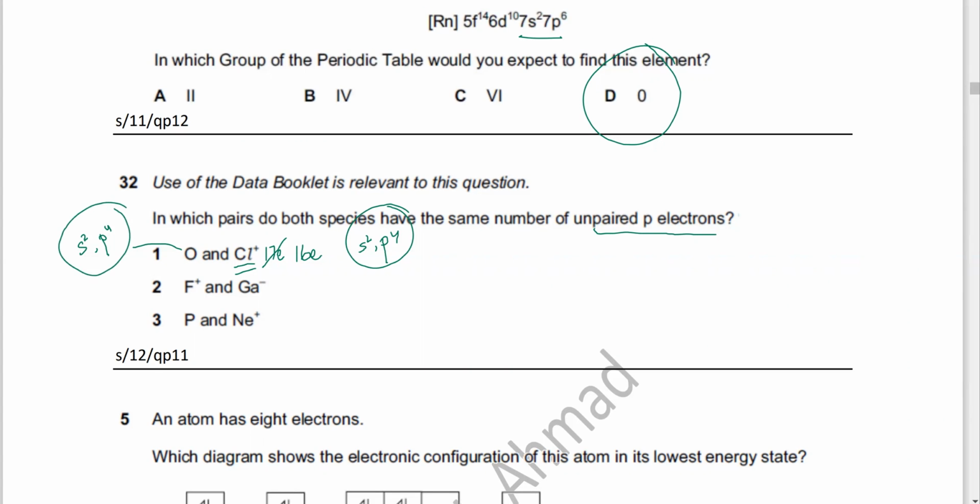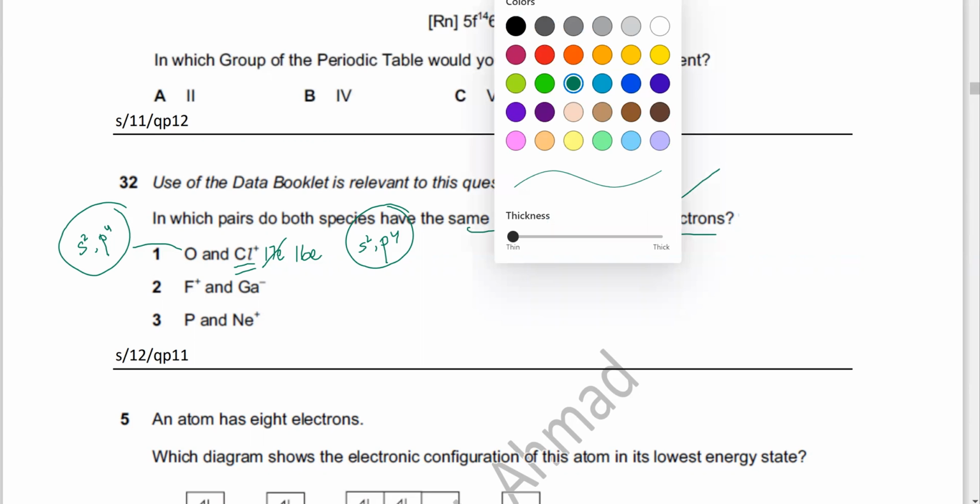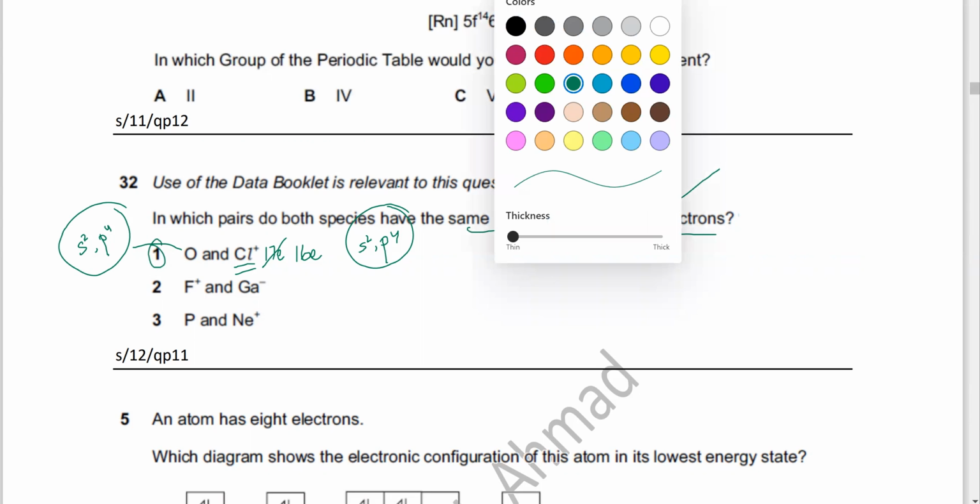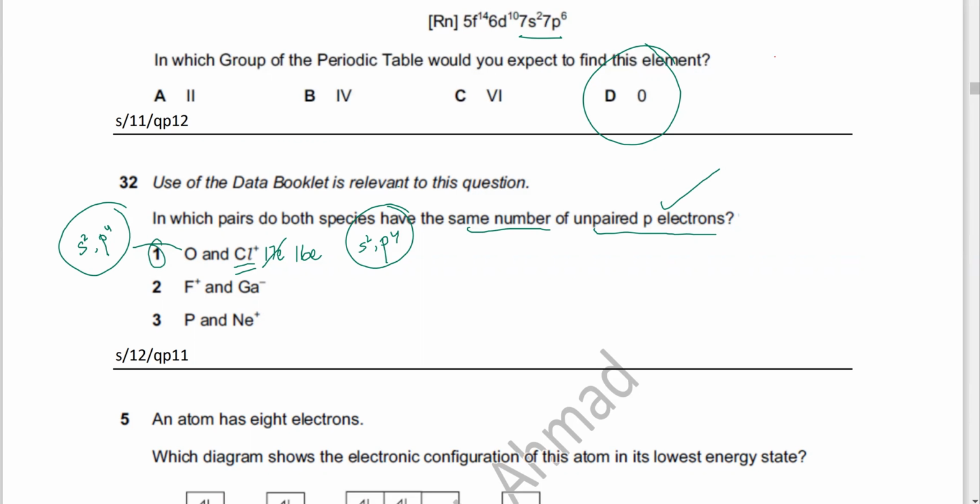If they have the same electronic configuration, they're going to have the same number of unpaired p orbitals as well. So option 1 is definitely going to be correct in this case. Is this clear? Bhasgar, is this clear?